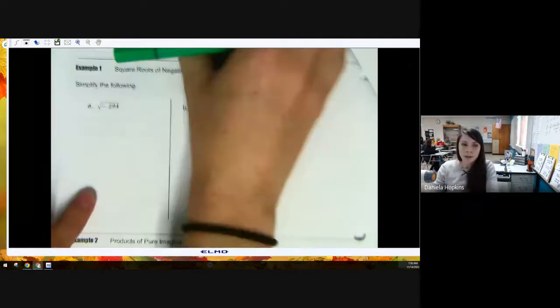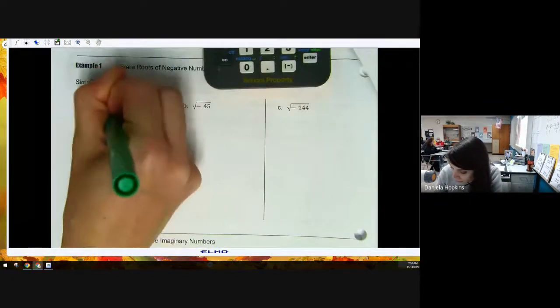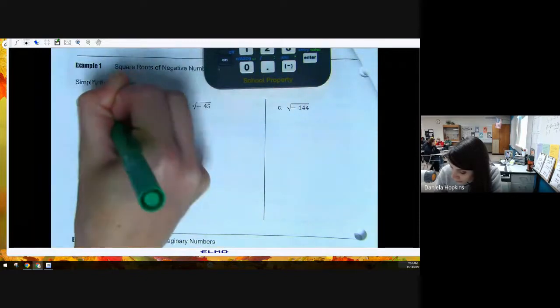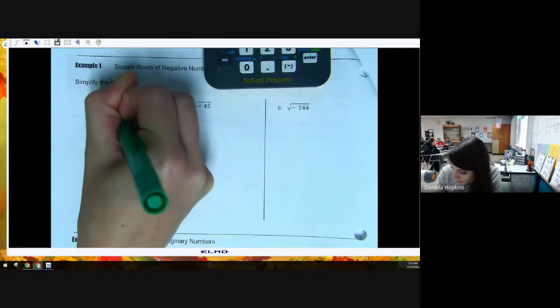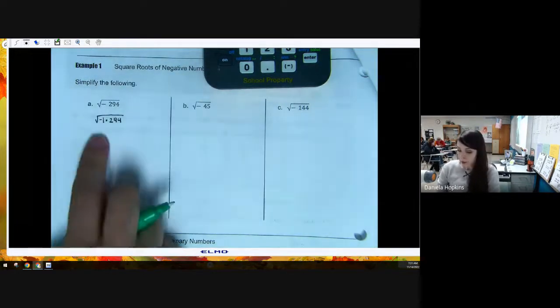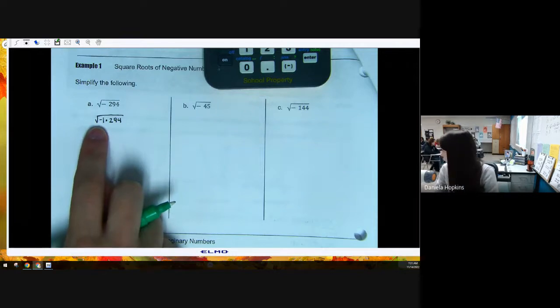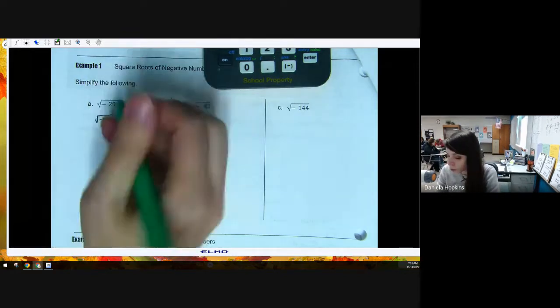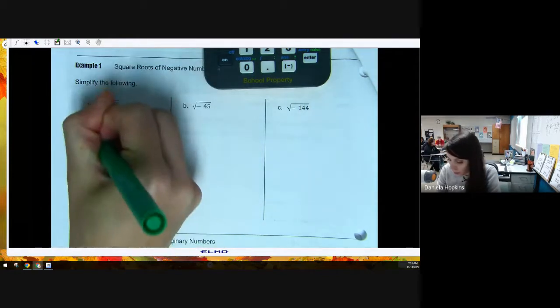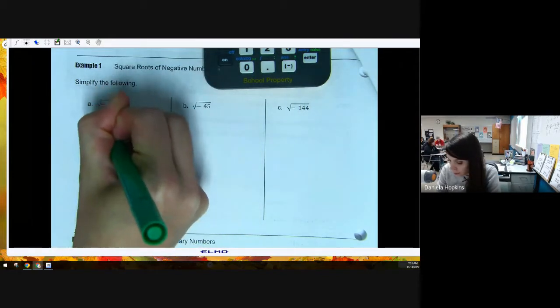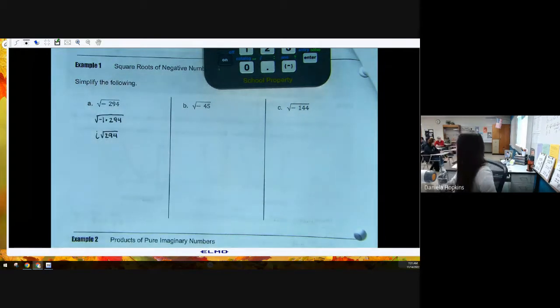So what they want us to do instead is to split this up. Think of this as -1 times positive 294. But what did we say the square root of -1 was? It's an i. So when you see a negative, I want you to pull out an i, and then you'll have this whole number here. We're not done. I still have to clean up that 294. But basically, if you see a negative, pull the i out. You should never have an i under the square root. It's always outside of the square root, because that's what it means by definition.